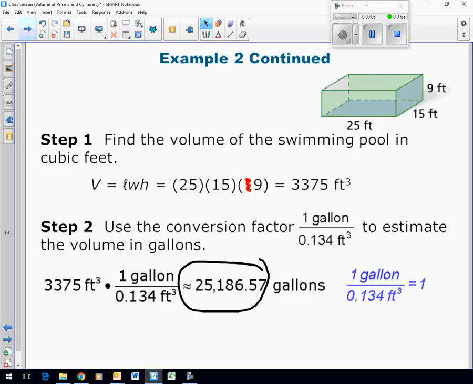Who wants to know how to do that? How you multiply? Perfect. Just do like this. Take your calculator out. Type in 3375 times, and then make a fraction, 1 over 0.134, hit equal, and you should get approximately 25,186.57. Okay, y'all with me?